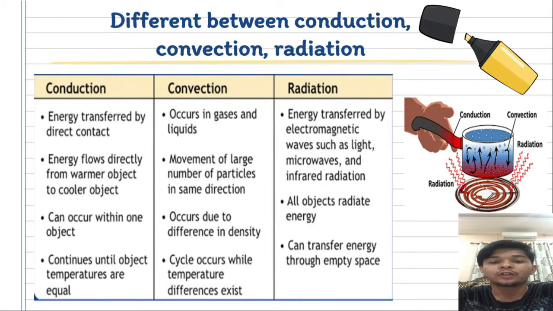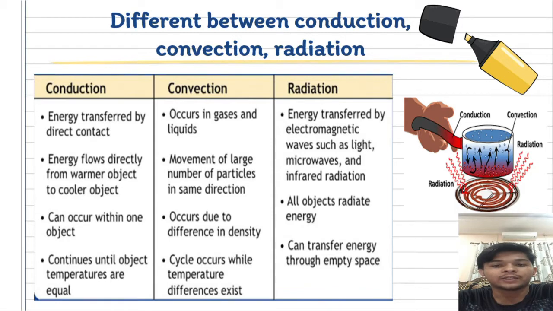So before I continue to our main topic, I would like to tell you the difference between types of heat transfer, which are conduction, convection, and radiation. For conduction, energy is transferred by direct contact. Energy flows directly from a warmer object to a cooler object. It can occur within one object and continue until the object temperatures are equal.